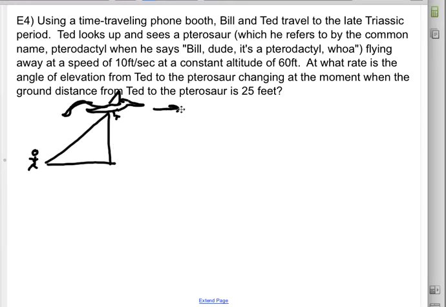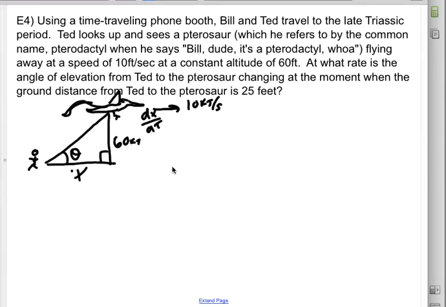So the pterosaur is flying away at a rate of 10 feet per second. I don't want to use T for pterosaur, so we'll use X for this. So that's going to be dx/dt, because T's and other T's get confusing, especially when you capitalize as inconsistently as I do. The altitude is a constant 60 feet, so that's a constant. We can assume the ground makes a 90-degree angle with the vertical unless we're told otherwise. And we are asked about the angle of elevation, right? So again, we're neglecting the height of Ted, and that's fine.